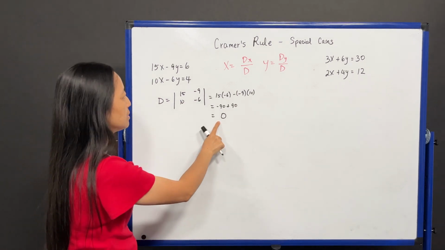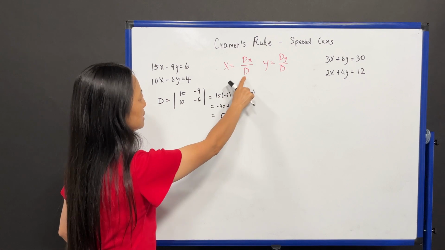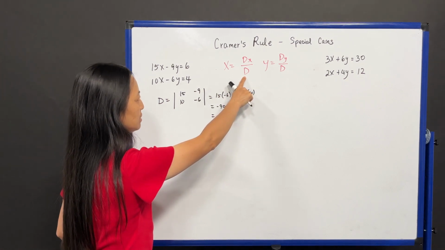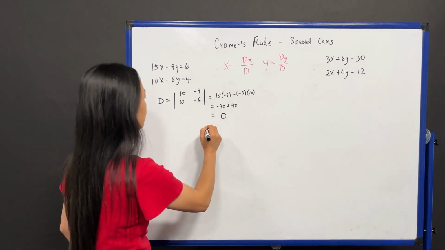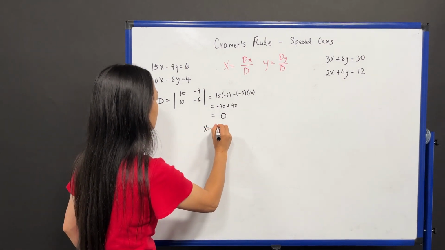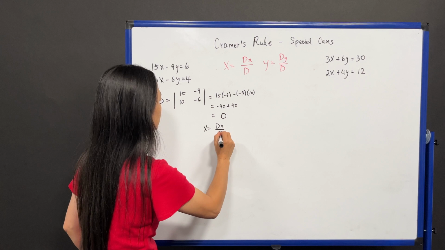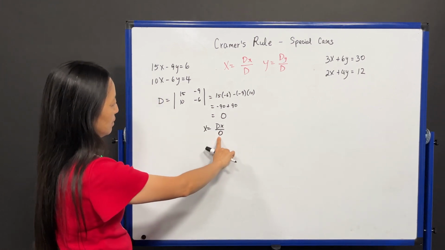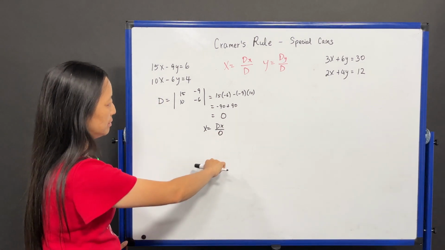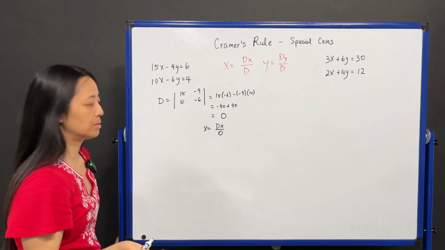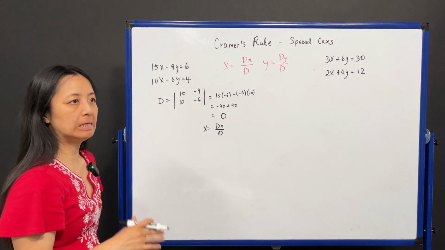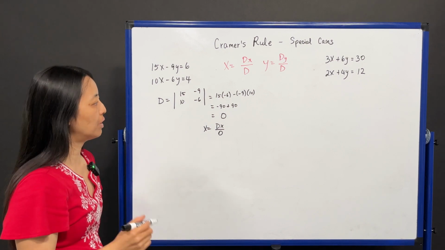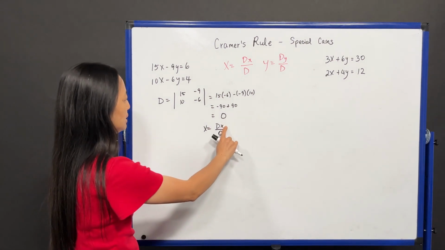Right away, you will see this is a problem because the determinant, d, is in the denominator, and we cannot divide by 0. So for x, we're going to have d of x divided by 0. When we have 0 in the denominator, that means one of two things. One, there is no solution, or two, there are an infinite number of solutions. To figure out which one, we have to find d of x.